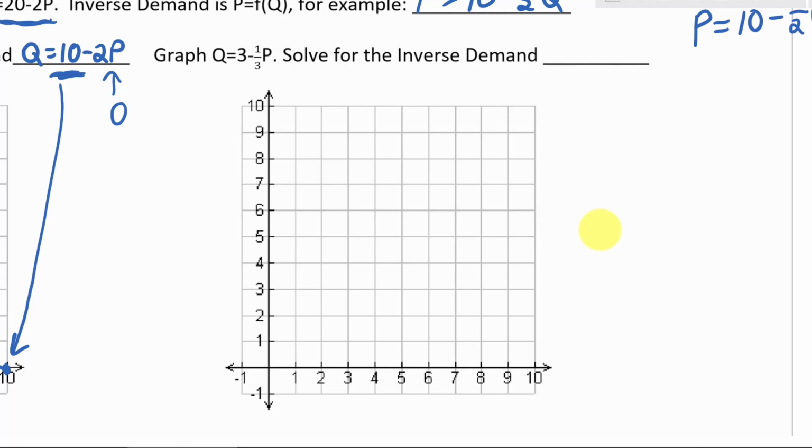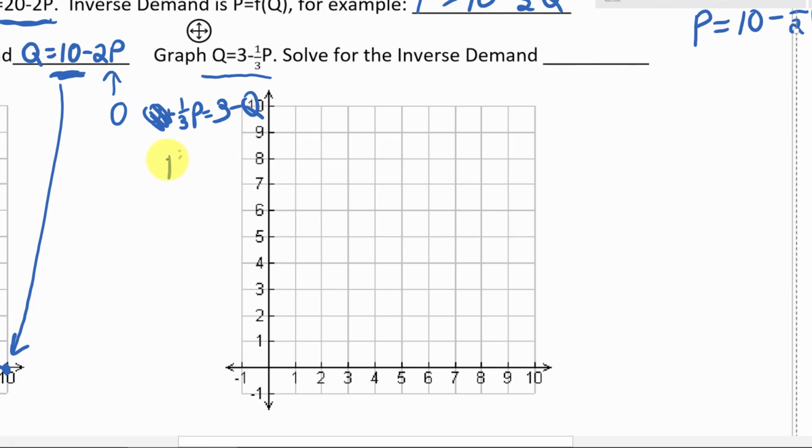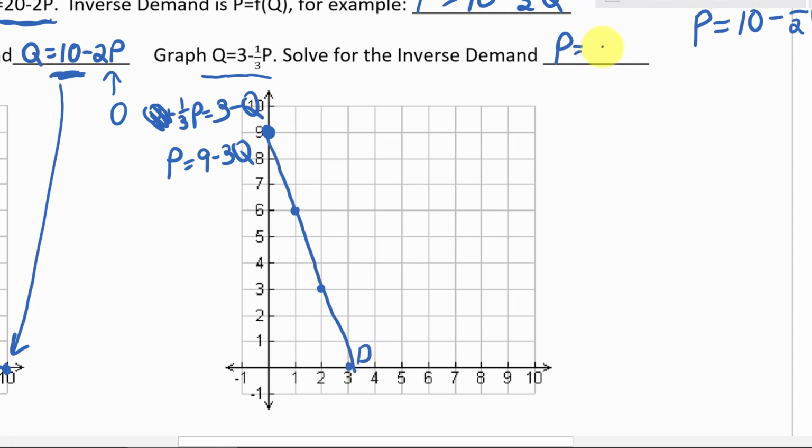All right, so going through this one very quickly, this is the demand function, Q equals 3 minus a third P. Instead of graphing it directly, let's solve for the inverse, which is easier to graph, and then we'll compare. So solving this, we want to add 1/3 P to both sides. So we have Q plus 1/3 P equals 3. We want to subtract Q from both sides, multiply everything by 3. So we get P equals 9 minus 3Q. Here, 9 minus 3 means down 3 over 1, down 3 over 1, down 3 over 1. All right, so there's our demand function, inverse demand, 9 minus 3Q.